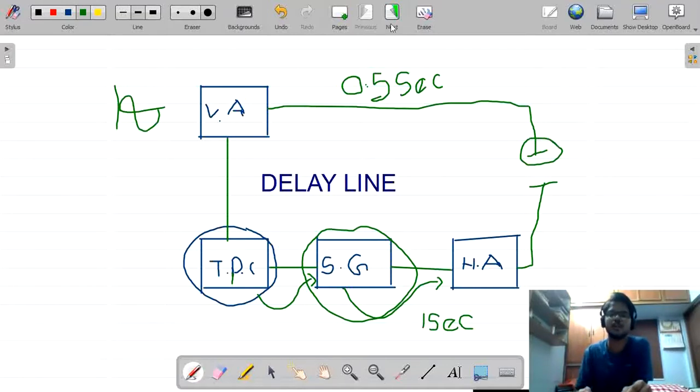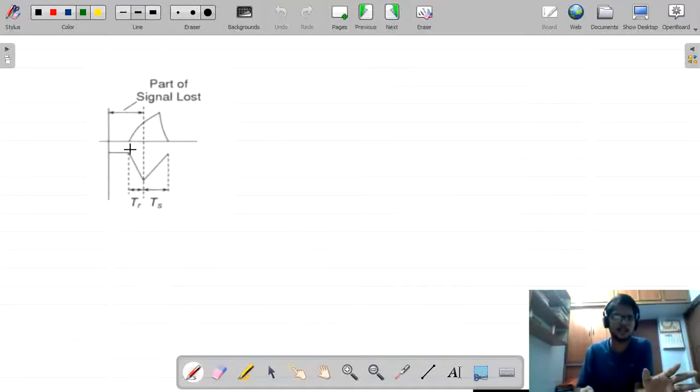Otherwise, what will happen? Now we will see. See from this diagram, consider this point as the starting time of the sweep generator. Okay, suppose that there is no delay line. Now what will happen? My input signal has started before the starting of the sweep generator. The sweep generator has not started, but my input signal has started. Until the sweep generator has started, my signal will be lost. Okay, this part is completely lost.